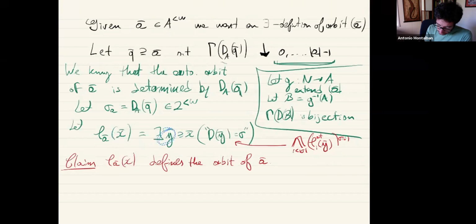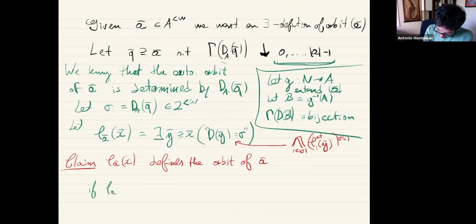Well, the Y is Q. Q is a tuple that extends A, and sigma was defined to be the diagram of Q. What if this formula is true about somebody else? Well, if there exists a Y extending it, let's call it P, a witness. So let me just write it down.